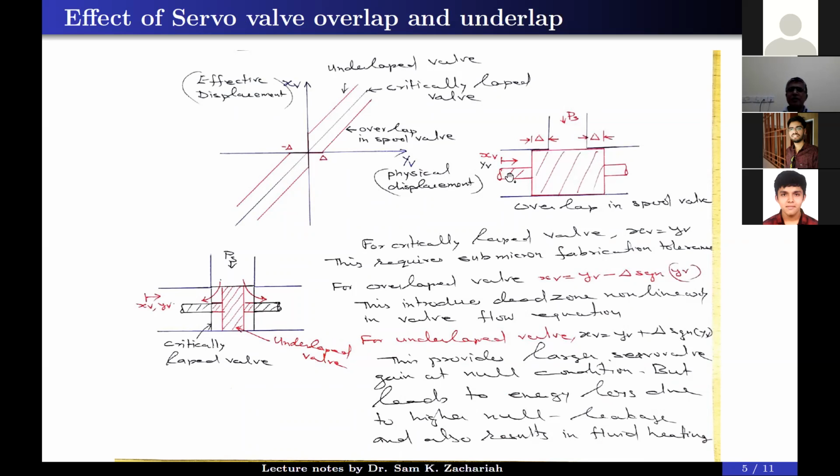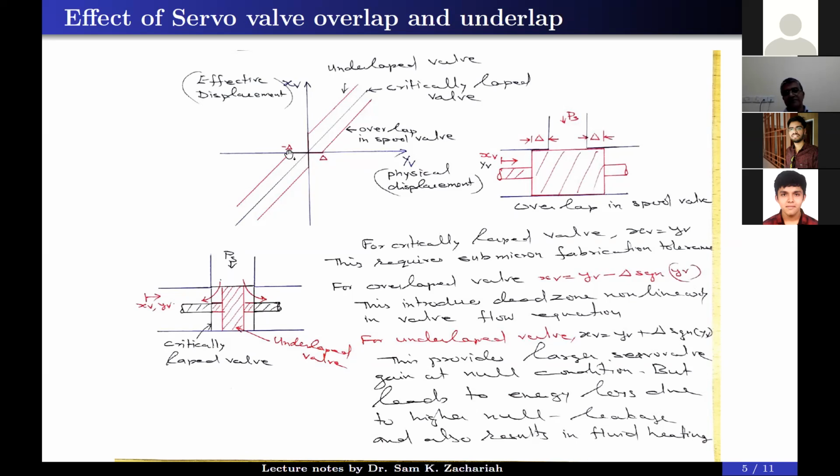If that is the case, the displacement of the spool will not be the same as the opening. So I am going to give two different symbols. The actual hydraulic valve opening is given by XV, whereas the physical motion of the spool valve is given by YV. So along the x-axis it is YV, along the y-axis it is written as XV. Okay, let's not get confused. YV is the physical displacement.